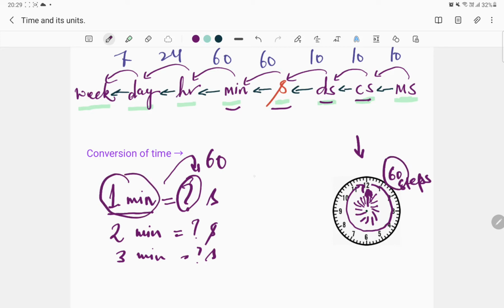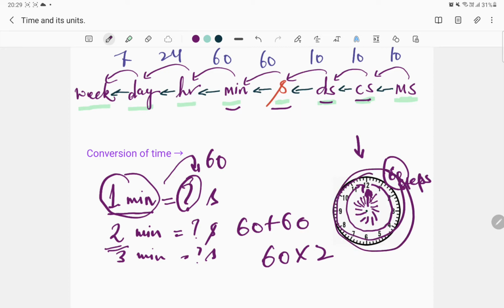How many seconds? If 60 steps make up 1 minute, how many seconds make up 2 minutes? You can add 60 plus 60, or a better way of doing it is 60 times 2. What about 3 minutes? How many seconds are present in 3 minutes? You will look at 3 rounds of the second hand on the clock. So you can say 60 seconds plus 60 seconds plus 60 seconds. Rather than doing this, another mathematical operation is 60 times 3.